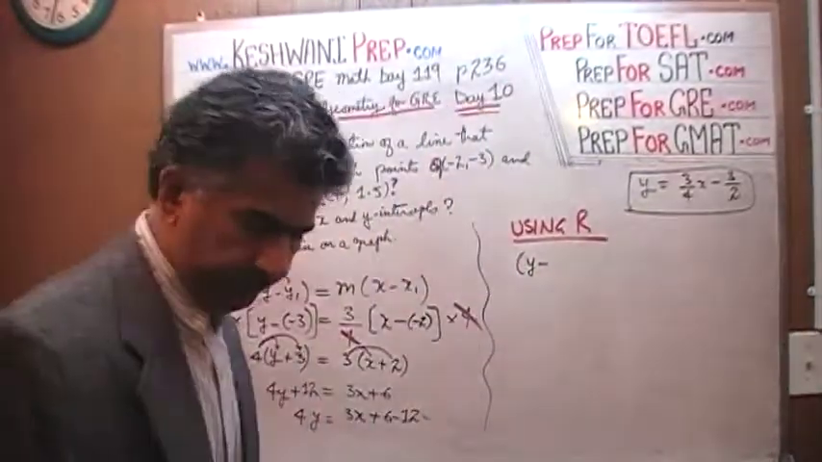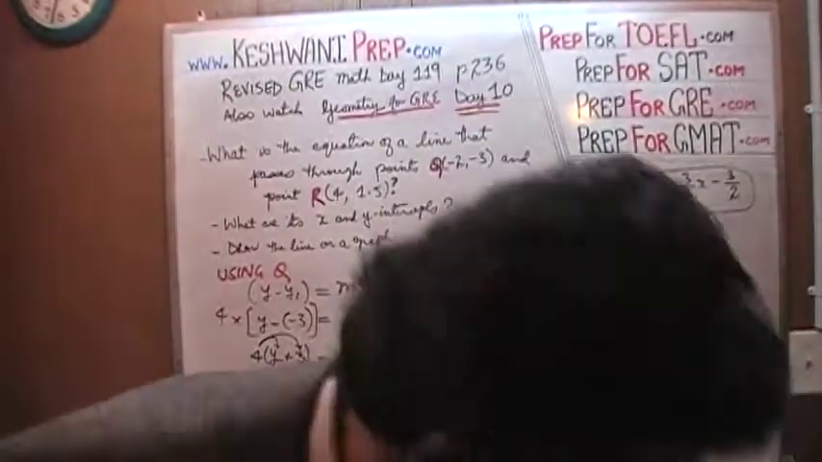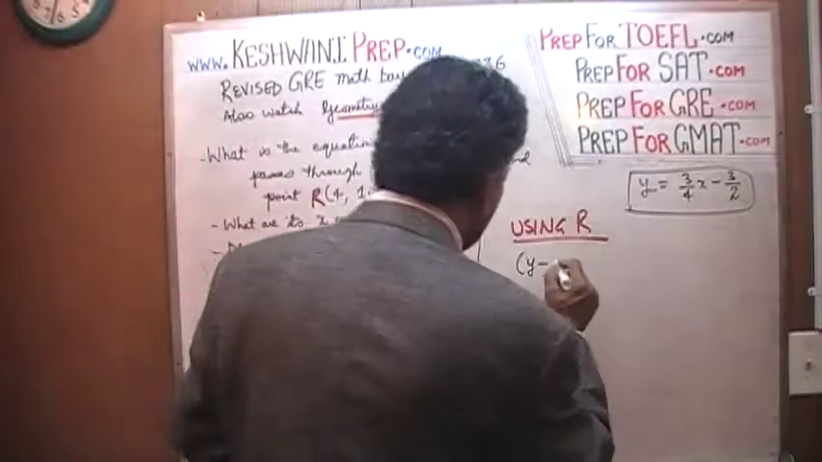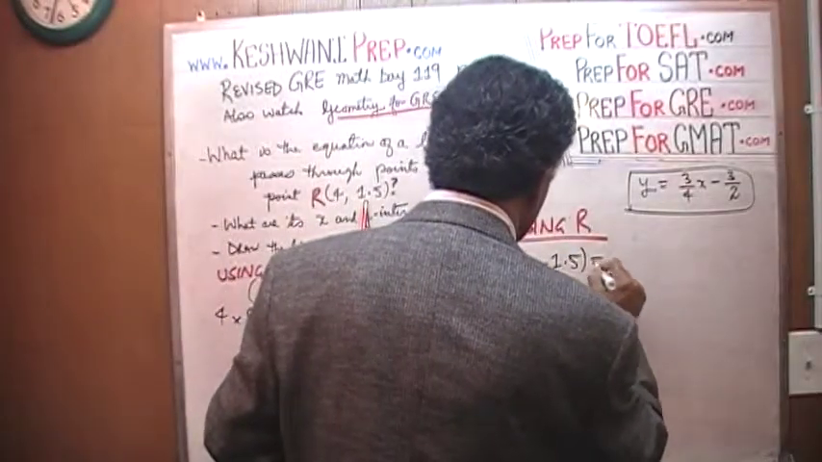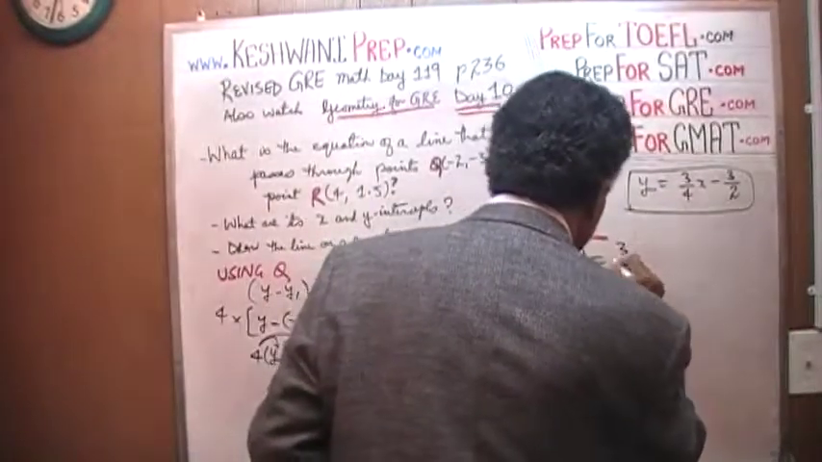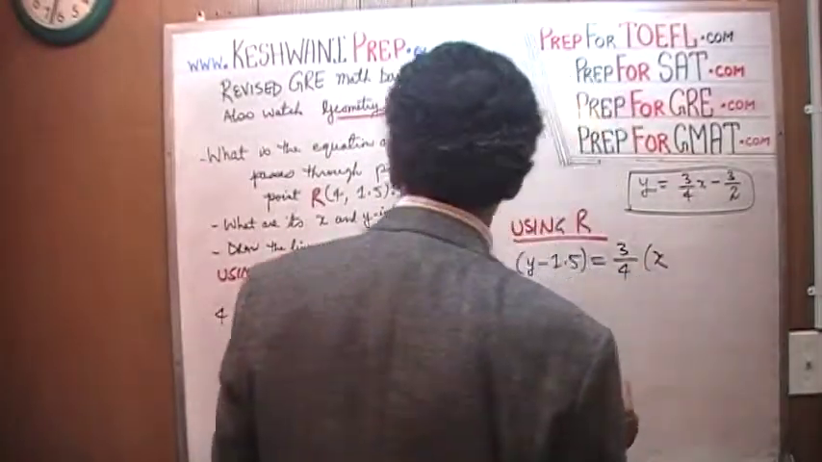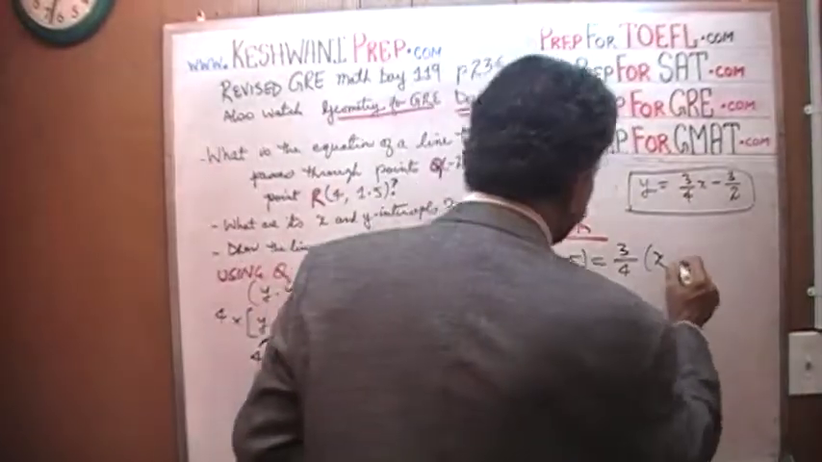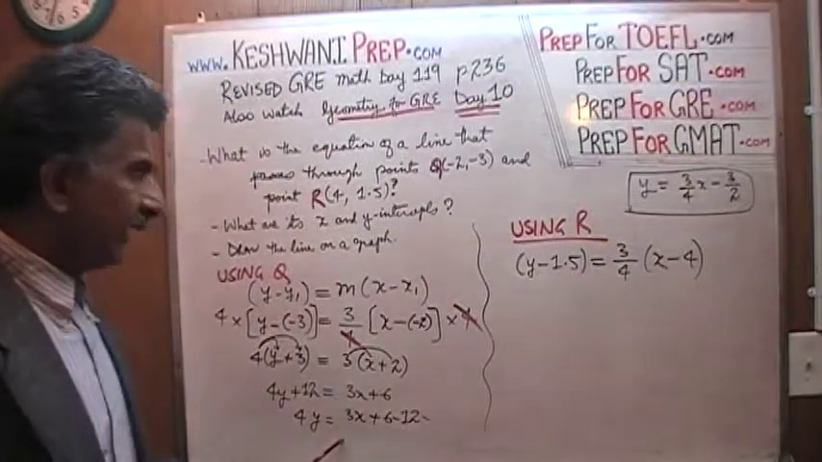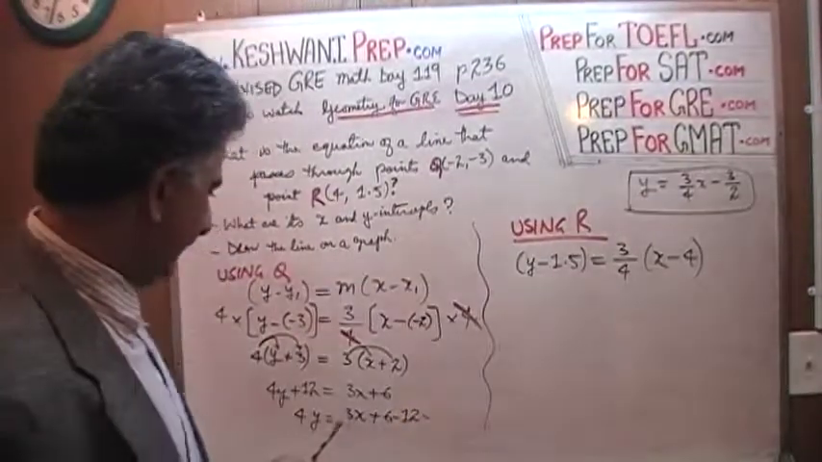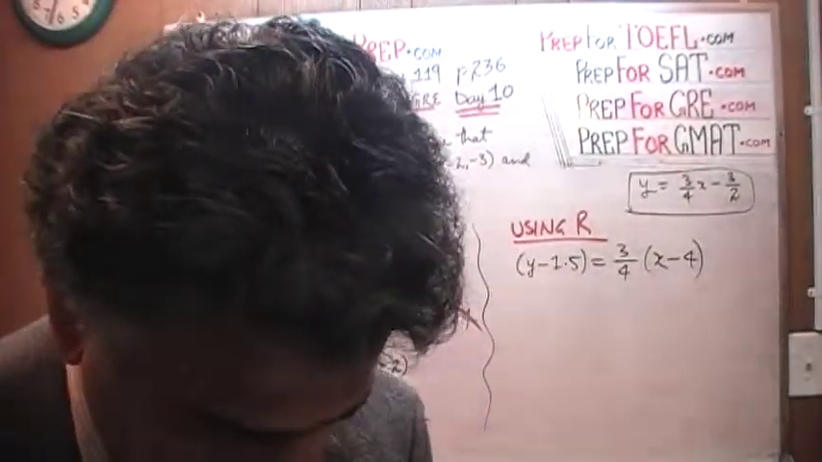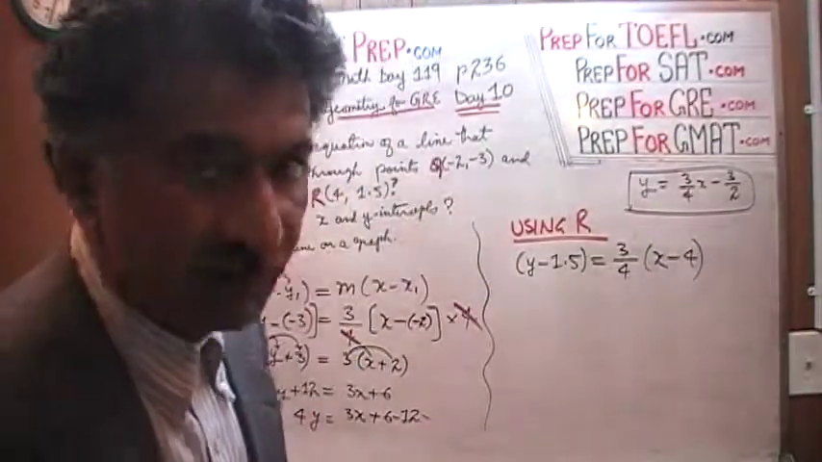Y minus Y1, we are using point R now. So Y1 is 1.5 equals M, which is the slope, which is 3/4, times X minus X1. X1 is 4 here. And when we manipulate and solve this thing, we better get the same exact equation as right here. And if we don't, then something has gone wrong. We should get the same thing.